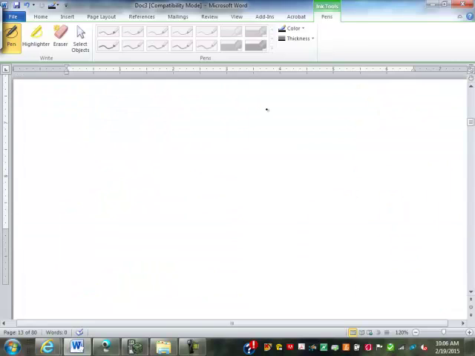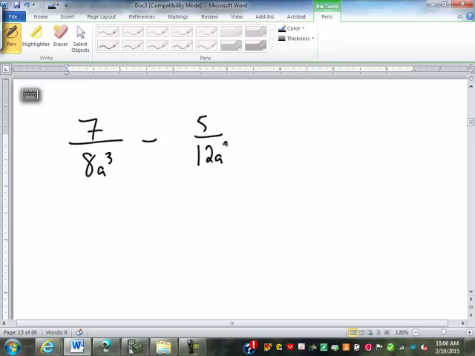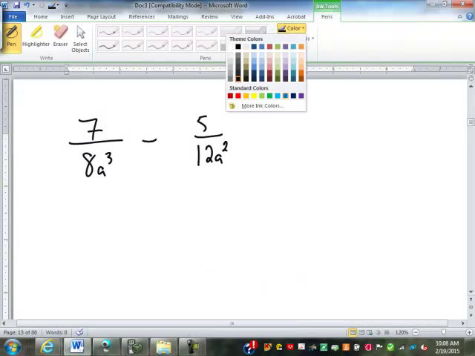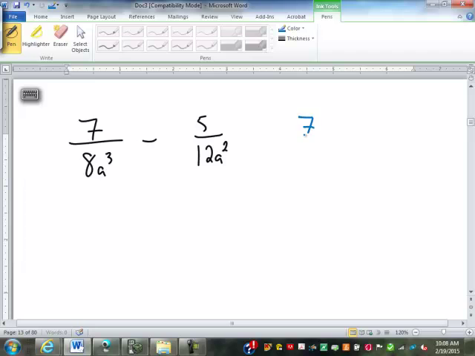Let's try. Try this one. See what you come up with. What do we get for common denominator? 24. What? A to the third. Good.